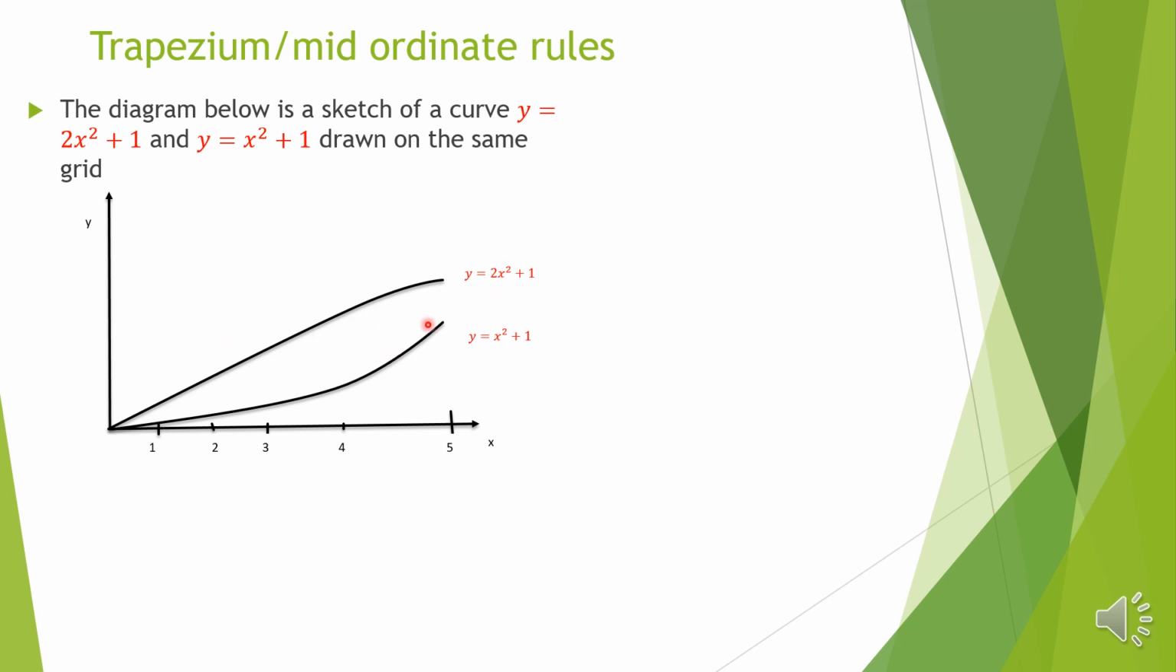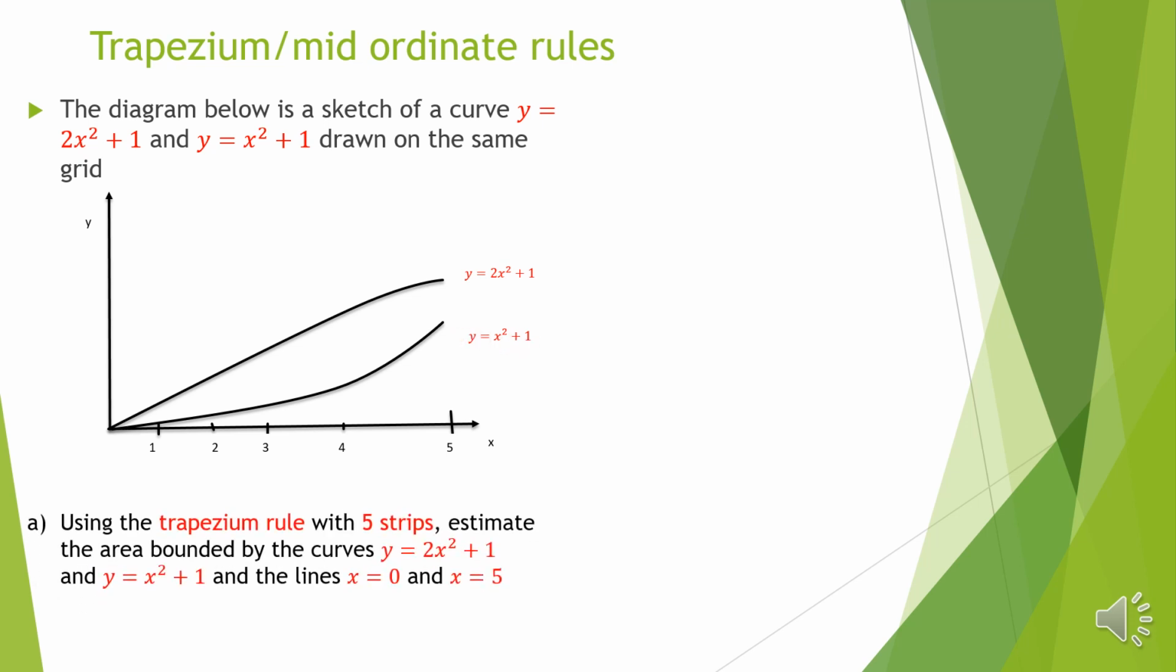where this line is for y equals 2x squared plus 1, and this one is y equals x squared plus 1. So the question goes that using the trapezium rule with 5 strips, estimate the area bounded by the curves y equals 2x squared plus 1 and y equals x squared plus 1 and the lines x equals 0 and x equals 5.